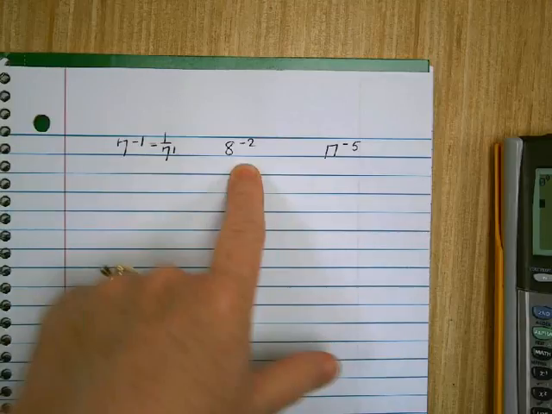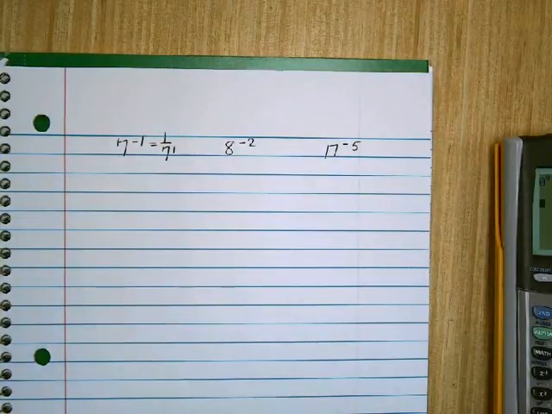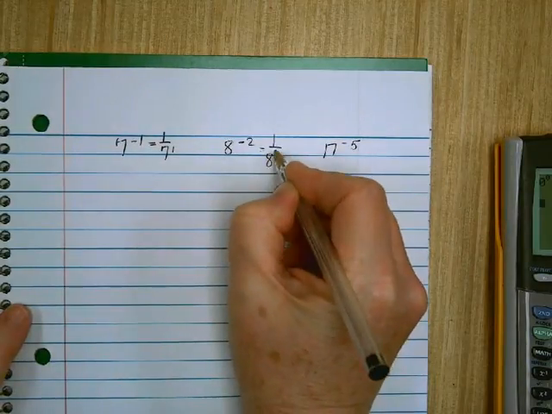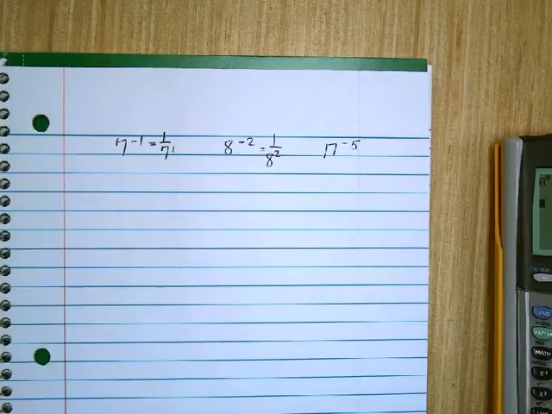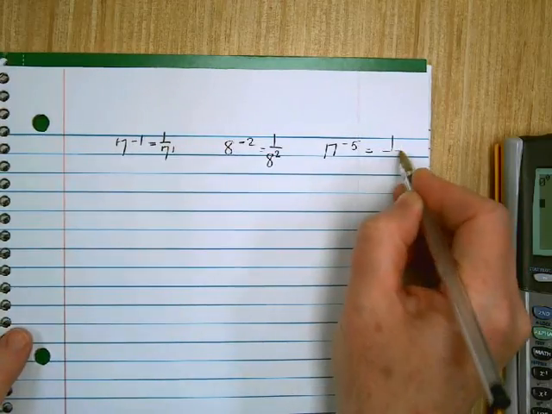Okay, what about this one? What's your first thing you're going to do to fix that? 1 over 8. So 1 over 64. What about this one? 1/14. Okay.